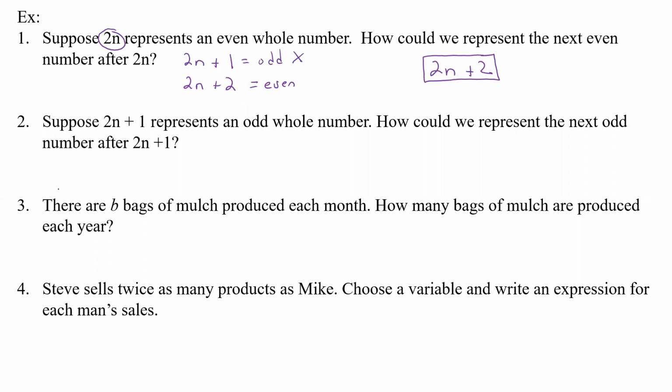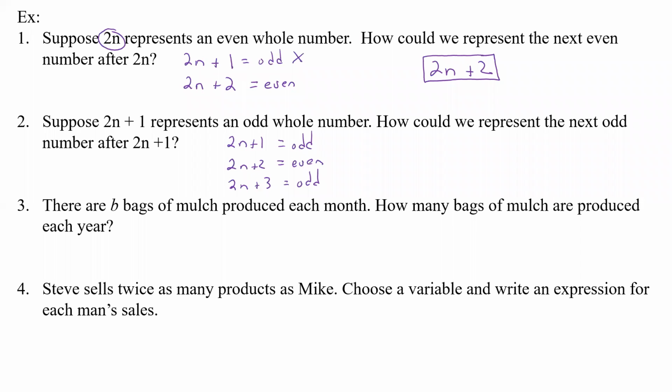All right, so here we have, suppose 2n plus 1 represents an odd whole number. So 2n plus 1 is odd. How could we represent the next odd number after 2n plus 1? Well, if we take 2n plus 1 and add one more to that, 2n plus 2, we already know that's even. So if we add one more after that, 2n plus 3, now we should be back to an odd.